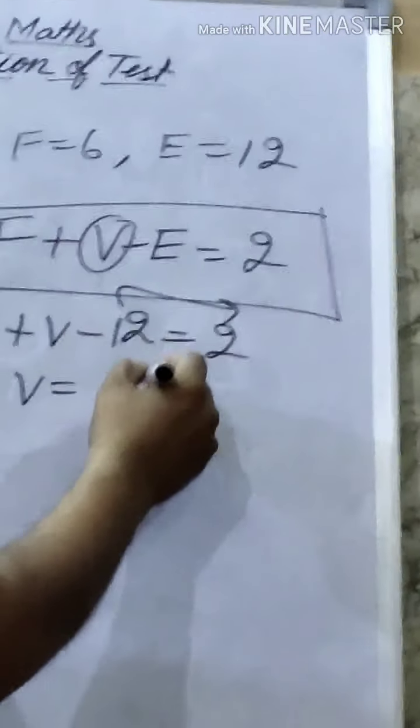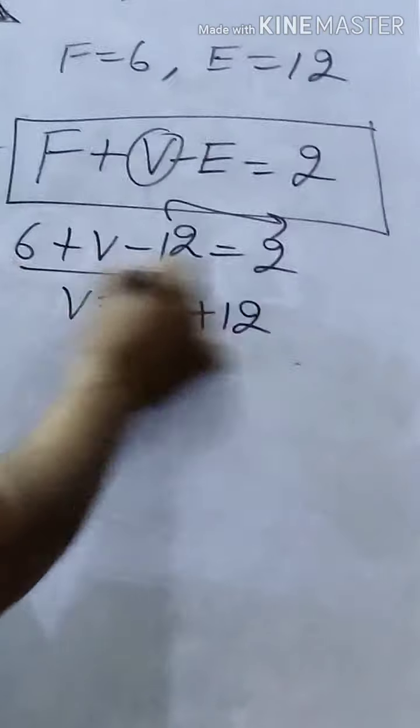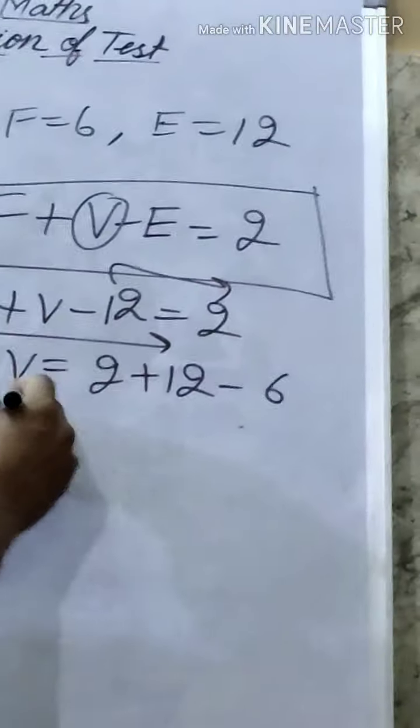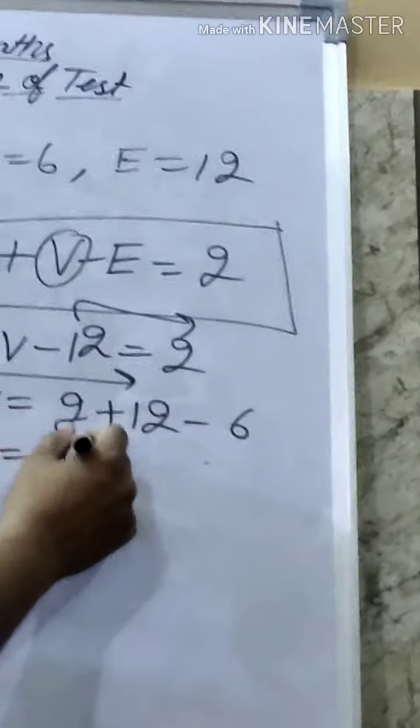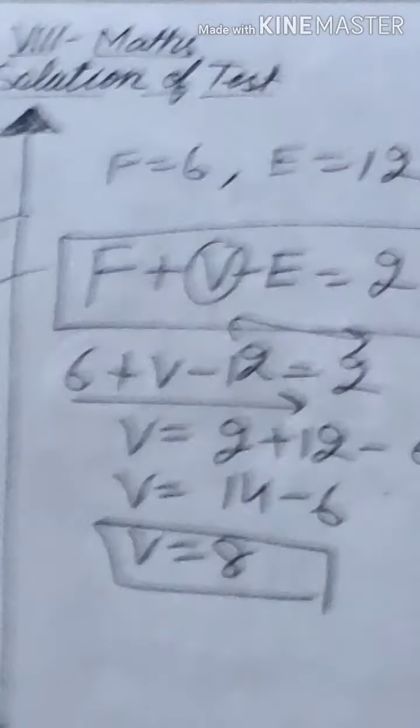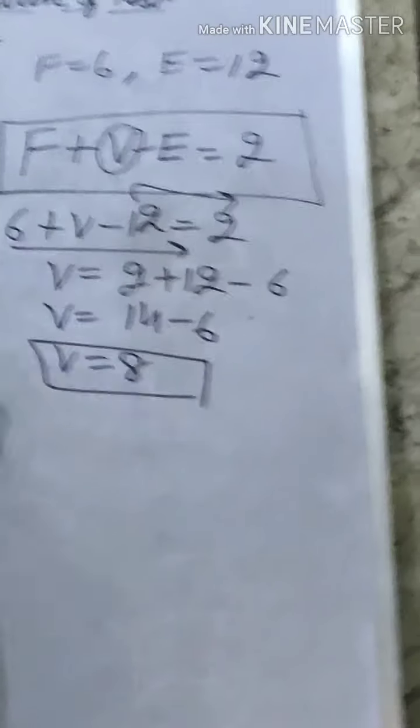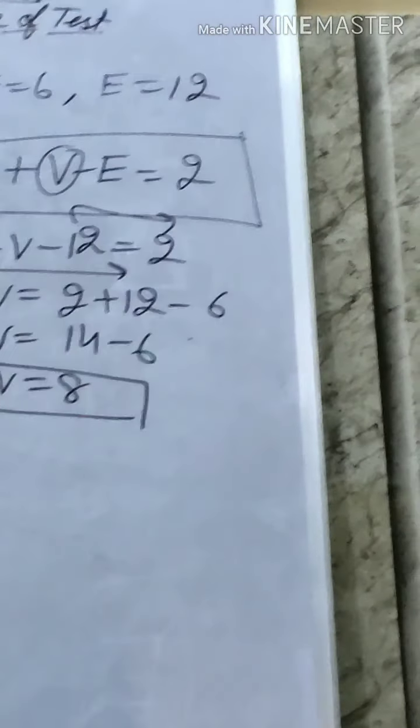So how many faces? 6 plus V plus edges, which is 12, is equal to 2. Shift V to one side and the rest to the other side: 2 plus 12, and minus 6. 12 plus 2 is 14, minus 6. So V is equal to 8. It means if faces are 6 and edges are 12, then vertices will be 8. So the 8th answer is part B. 8 is the correct answer.